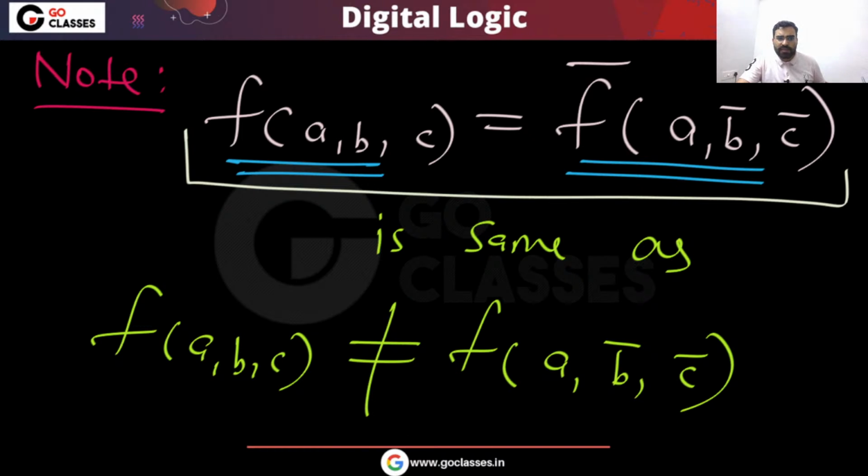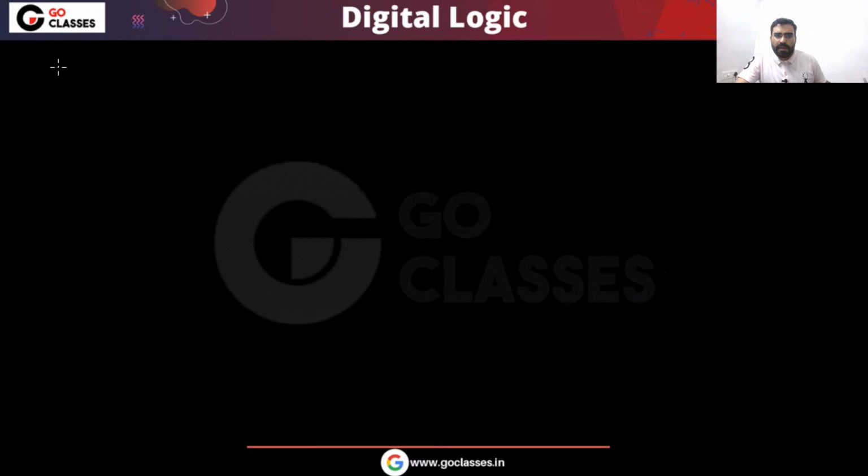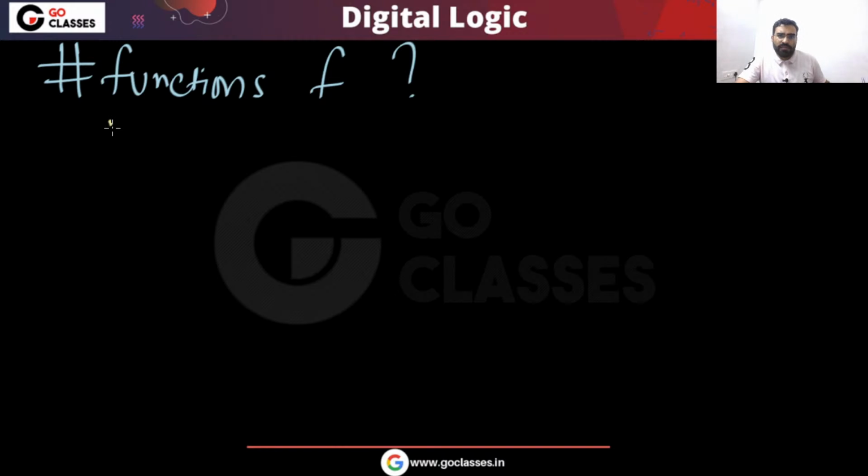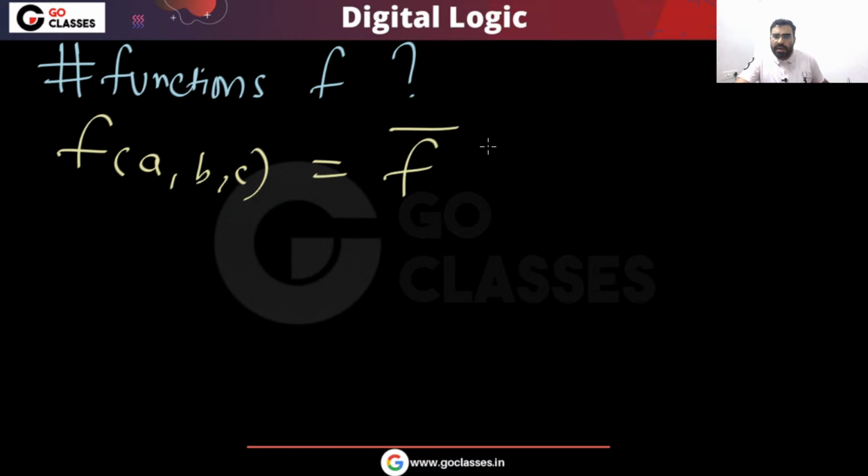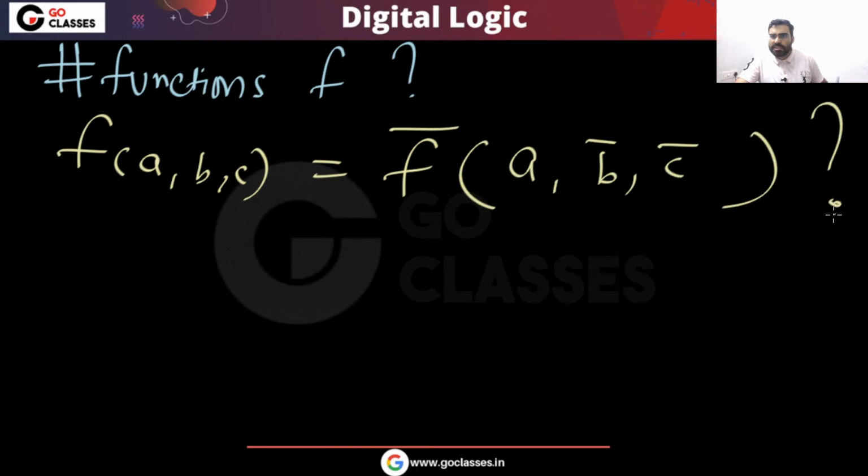So tell me, how many such functions are there? Can you tell me? What is the number of functions? How many functions are there with this property? How many functions f have the property f(a, b, c) is equal to f complement (a bar, b bar, c bar)? How many such functions are there?